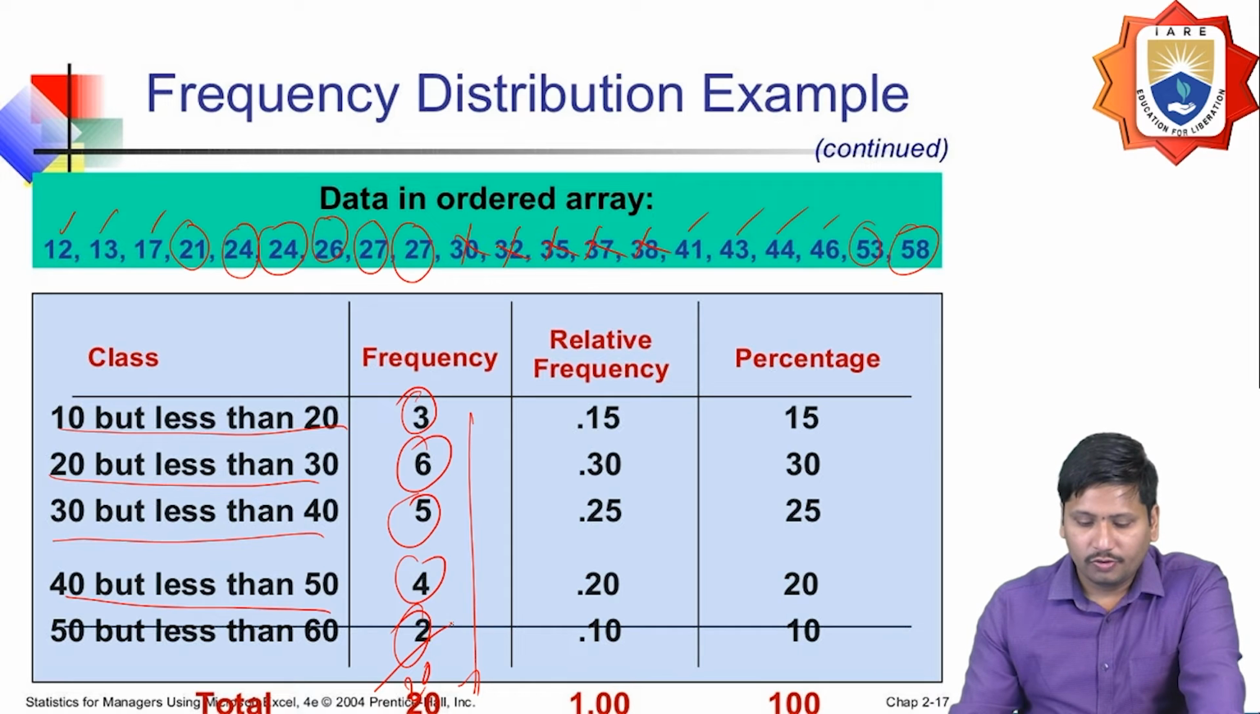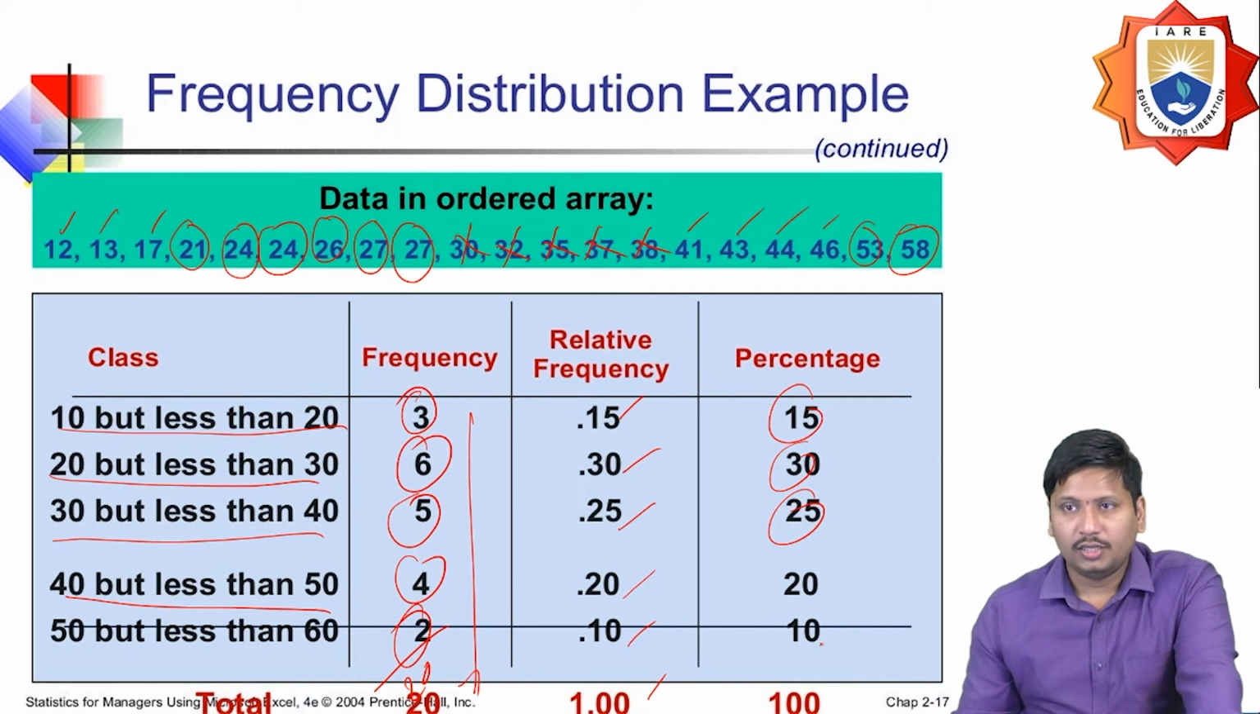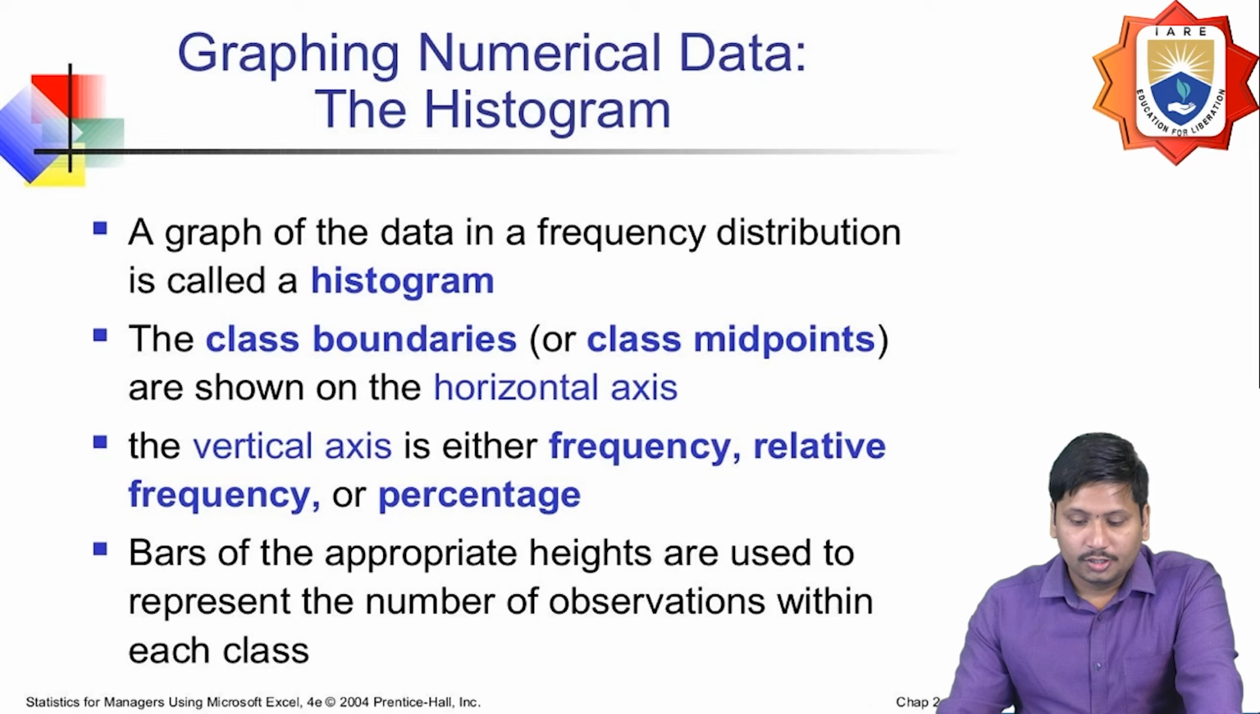And finding out the relative frequency. So the relative frequency should be 0.15, 0.30, 0.25, 0.20, and then totally 1. And the percentage should be 15, 30, 25, 20, and then 10. So once we have constructed this, then we have to construct the histogram.